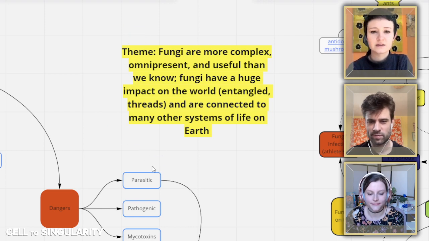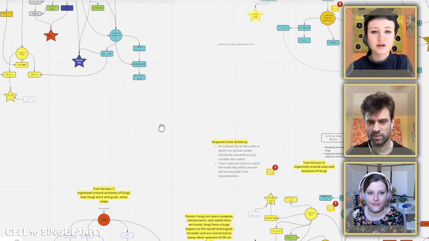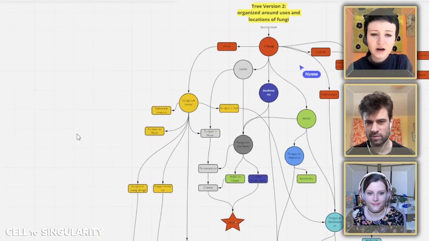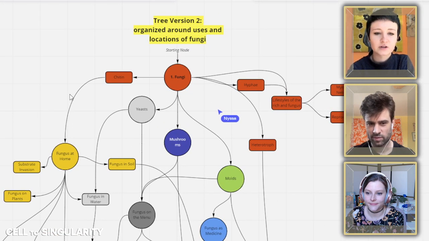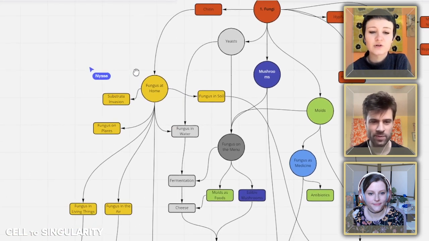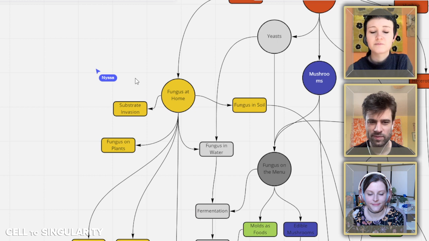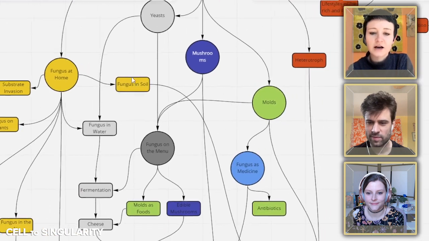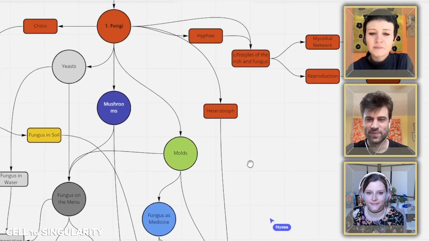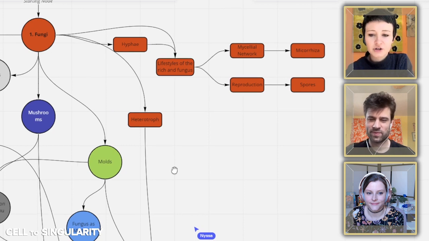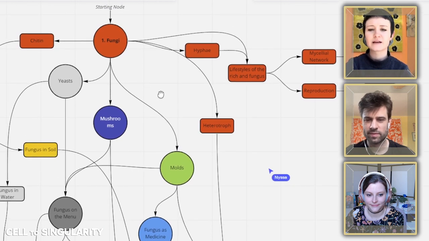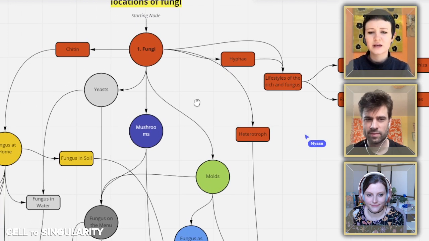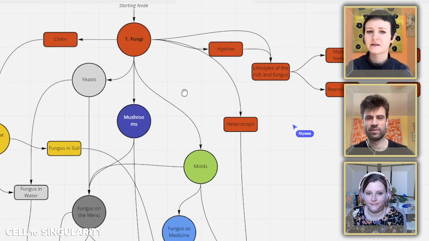So that is how we ended up with our second draft of the tree, which was organized more about where you find fungi and the different ways that you can use fungi. So at this point, we had sections like Fungus at Home, which was about all of the different places that you'll find fungi and mushrooms in your house, in your garden. We had something about fungi in the wild, fungi on the menu. And this was a step in the right direction, but it also wasn't quite as straightforward as we wanted it to be. We had branches going off in different directions and not really being connected to each other. And we wanted everything to be tied in a bit more.